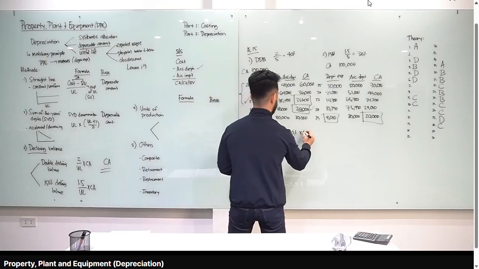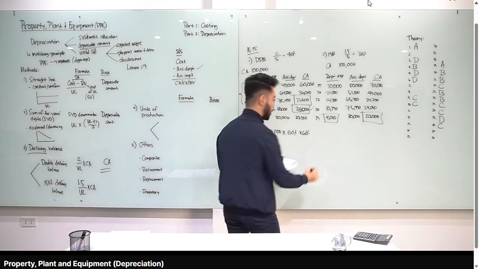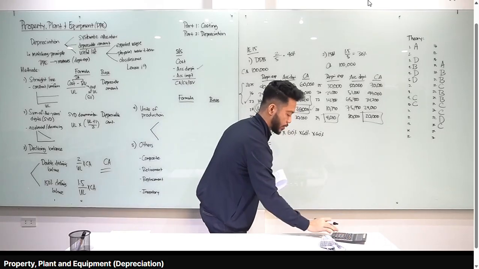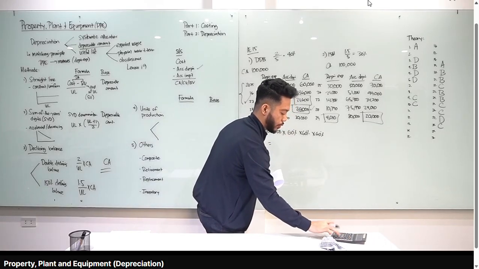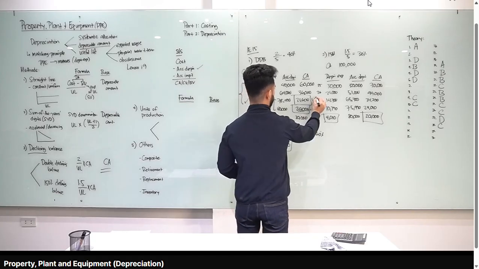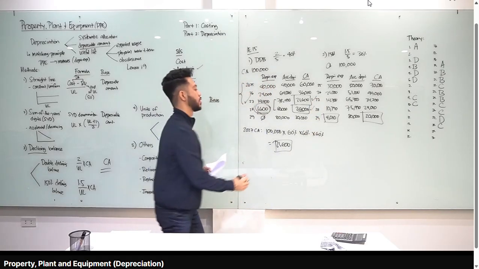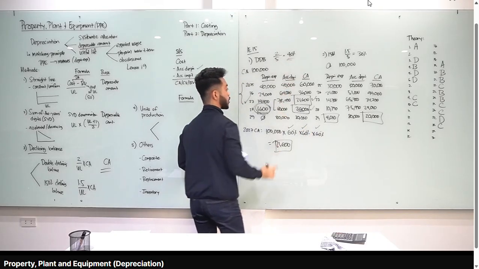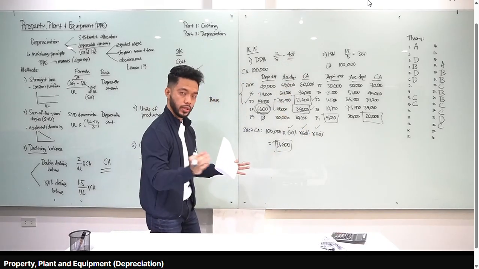Pag minultiply ko again by 60%, yan yung 2026. Pag multiply ko by another 60%, yan yung 2027. Sige nga, try natin. 100,000 times 0.6 times 0.6 times 0.6, you get 21,600, which is this one. So yun yung shortcut natin. Okay? Ito yung 2025, 2026, 2027. Kasi if your depreciation expense is 40%, ibig sabihin 60%, yun yung carrying amount mo.